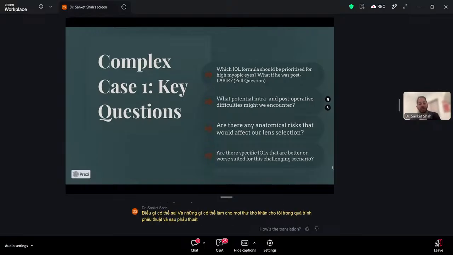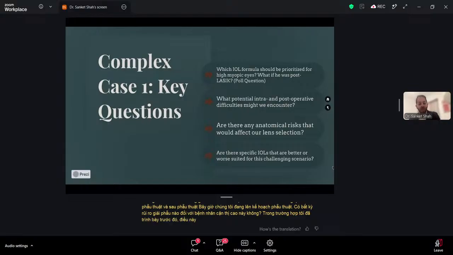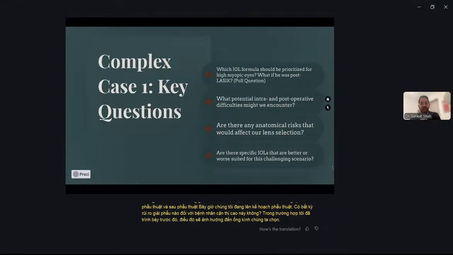Now we're planning surgery. Are there any anatomical risks to this patient with high myopia, in the case I presented earlier, that would affect what lens we're going to choose? And are there specific lenses that might be better or worse for this patient?